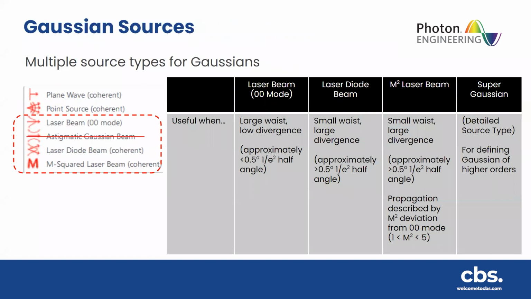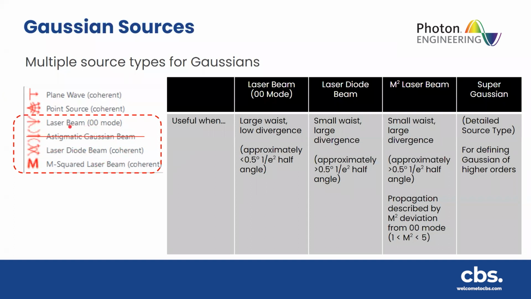Now, for laser beams, often we want to use some sort of Gaussian source, and there are actually multiple ways to do this in Fred. So I thought I'd create a table here, just highlighting the various source types we have. Again, looking at the Fred user interface for the source selections, I've crossed one out for those of you who are Fred users. The source called astigmatic Gaussian beam has been retired. It's still available in the menu for people who have it in old files, but to be honest, we don't recommend you use that. It's been replaced by the laser diode beam source.